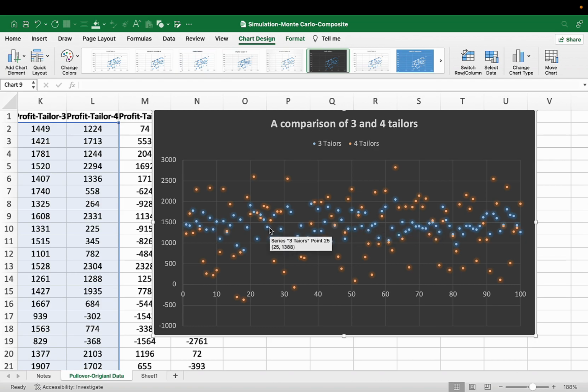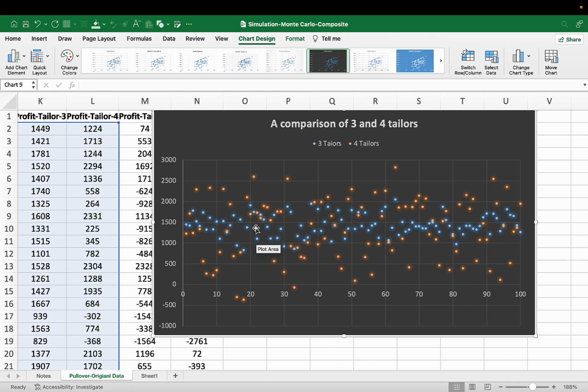In other words, it also means that blue, which represents 3 tailors, the profit with this one is more consistent and there is less variation, which means there's a greater likelihood that you will get these results more consistently. 4 is also okay, but there is more spread. I can see it here, in this range and also in this area, and that much standard deviation is not desirable. So again, this scatter plot shows that our decision to go with 3 tailors was the right decision.